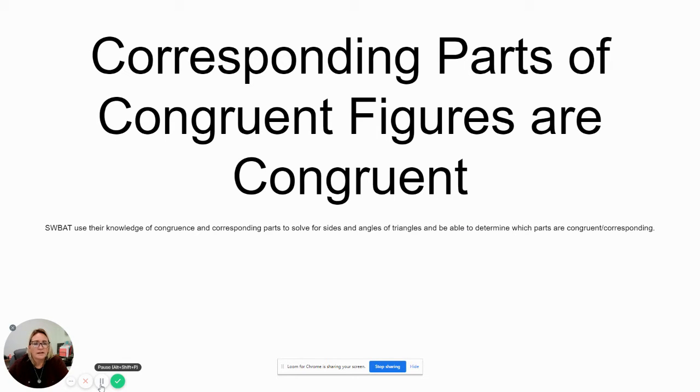Okay, so our next unit that we're covering is going to be dealing with congruent figures. It's going to be dealing with angles and side lengths and angle theorems. So we're going to start by looking at congruent figures, how to determine congruency, and how to use our information of corresponding parts to be able to find missing side lengths.